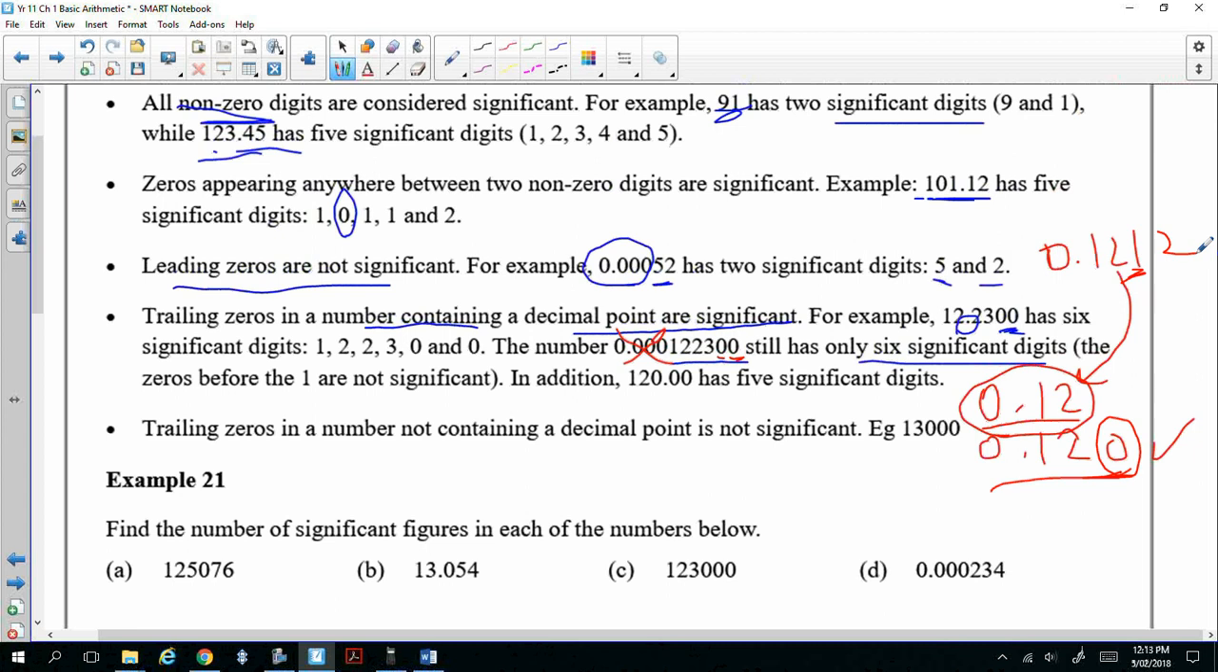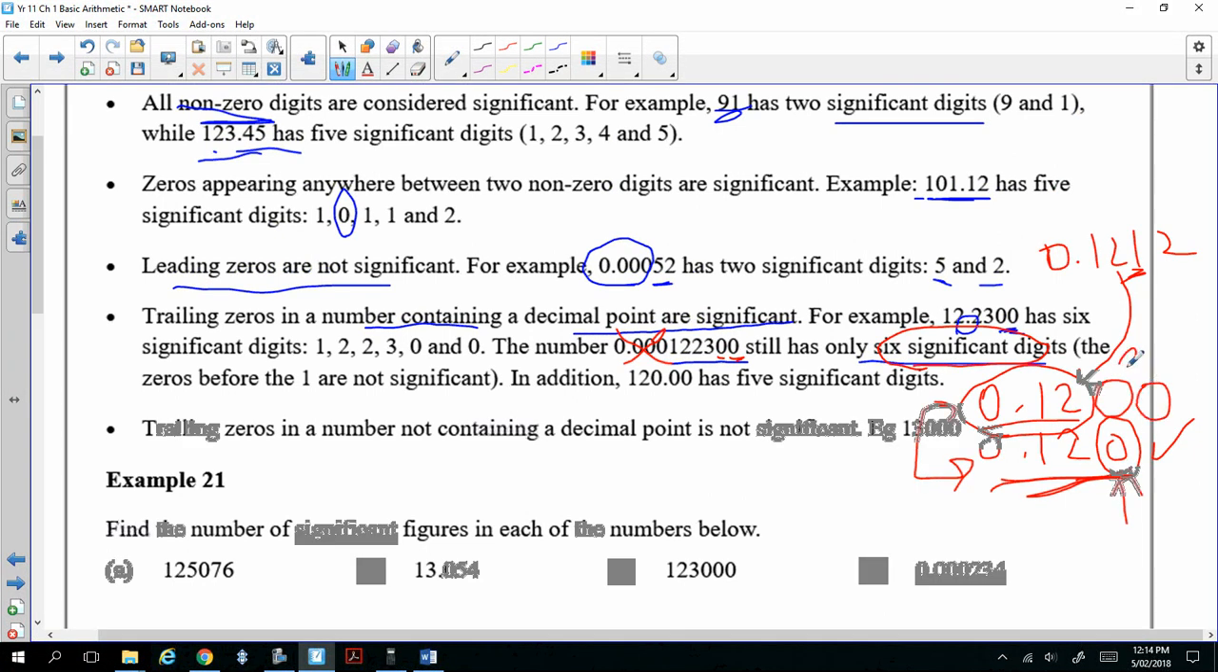So the more significant figures it has, the more accurate it is. Even though these 2 seem to be equivalent, in terms of accuracy, this gives us more certainty that this has to be 0, whereas this can be anything. We don't know. Okay. All right, good.